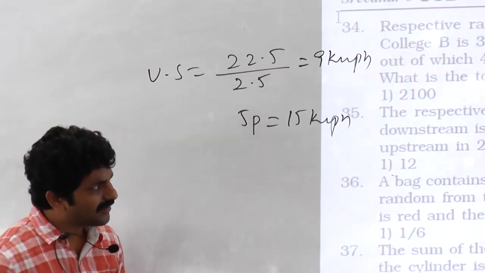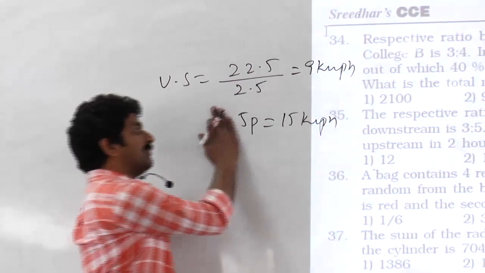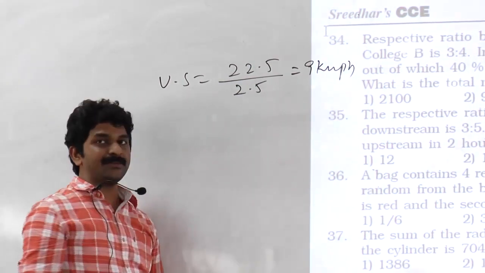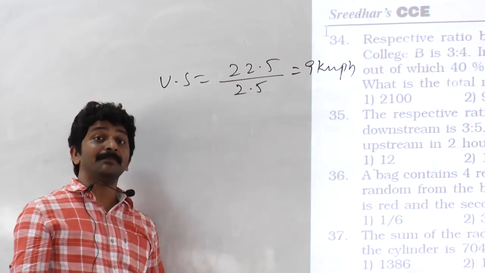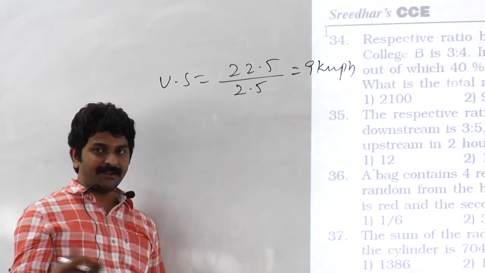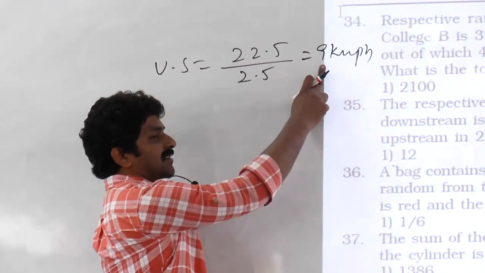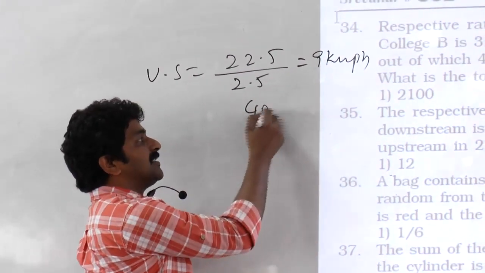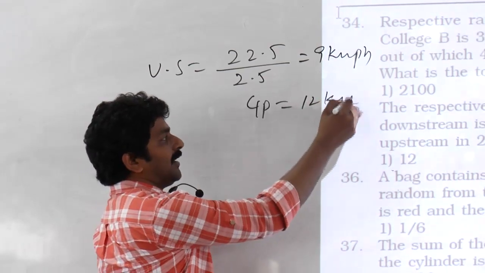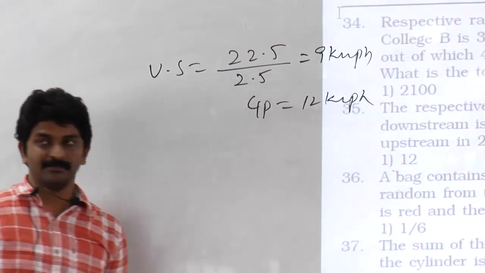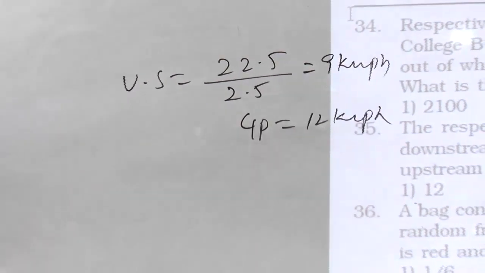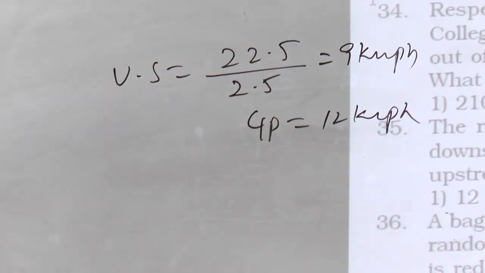What is your question? Man's speed in still water. Fine. If you have downstream speed and upstream speed, how will you get the man's speed? Average of downstream and upstream, which is 4 parts. 3 parts is 9 km per hour. 4 parts is how much? 4 threes are 12 km per hour. Next, 36.